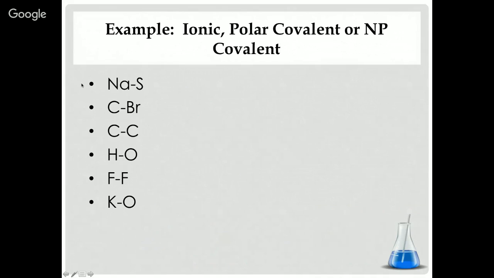Okay, for the first one we have NaS. So the bond between Na and S, we have a metal and a nonmetal, is going to be ionic. For the next one, we have CBr. And what we can do is I can pull up, let's see if we can pull up table S. Just bear with me. Let's see if I can get this up on the screen for you.